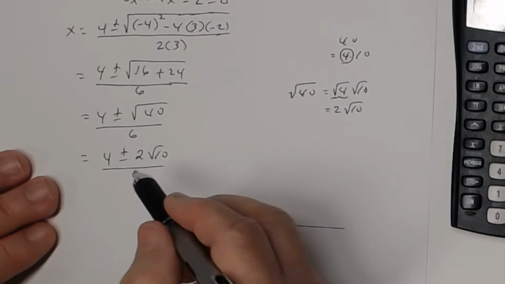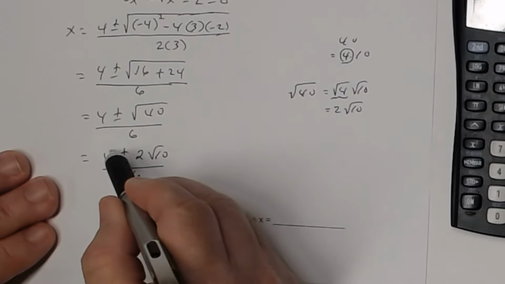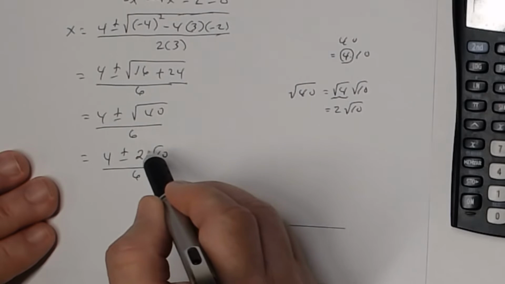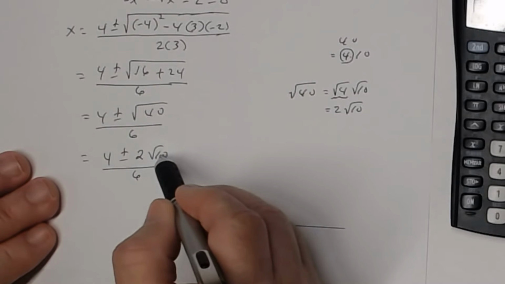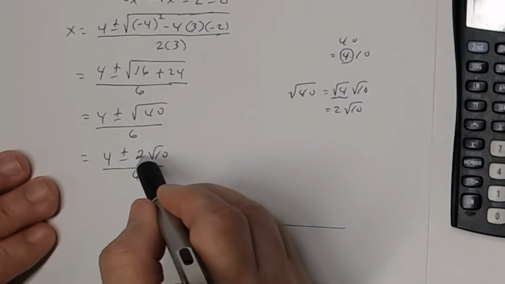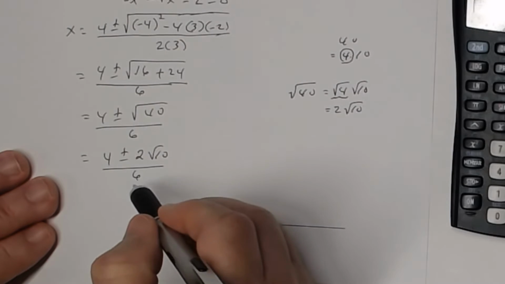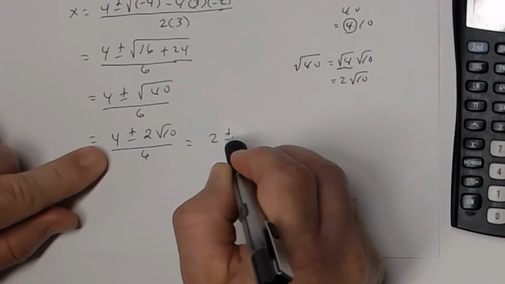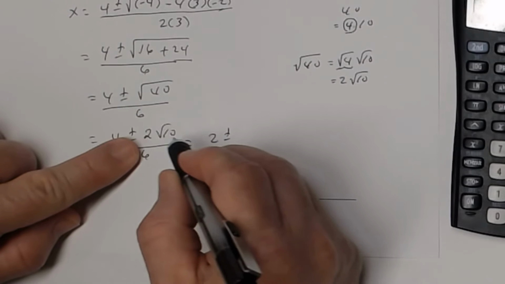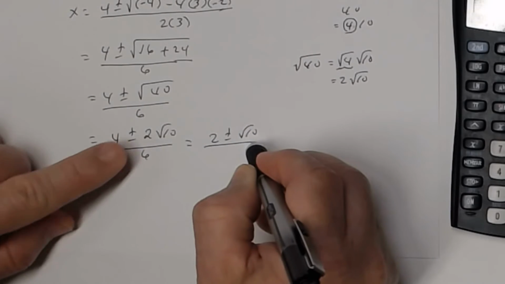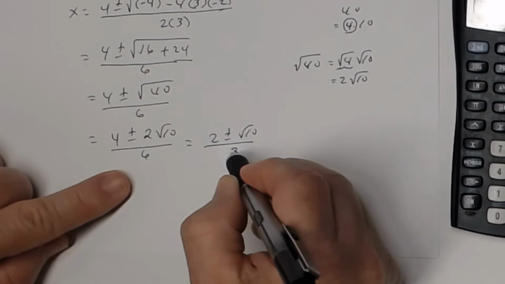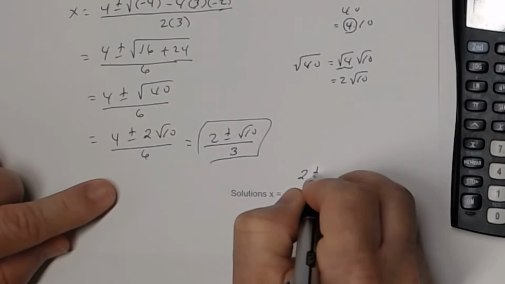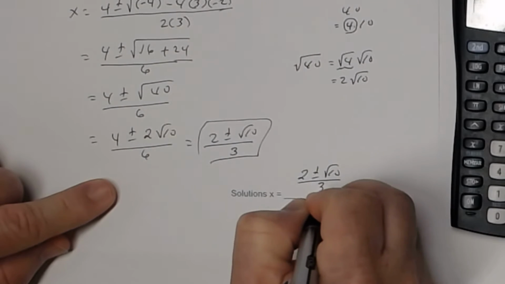Now the next thing I needed to do was to recognize that this 4, this 2 here, a factor of this term here is 2. So this 4, this 2, and this 6 are all divisible by 2. So I expect you to go further with this. So 4 divided by 2 is 2, plus or minus 2 divided by 2 is 1, so 1 square root of 10 is square root of 10, divided by 6 divided by 2 is 3. And so that is what I expected you to write. So 2 plus or minus the square root of 10 divided by 3.